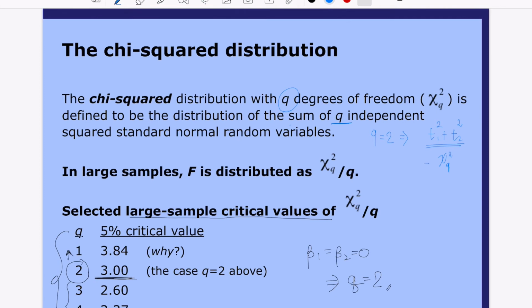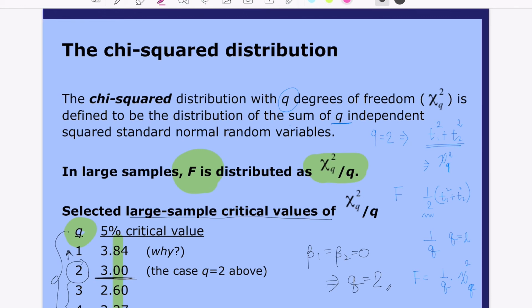And what do we have as F? F is the average of T1 squared plus T2 squared. So how much difference do we see? About 1 over Q, right? Here we have Q equals 2. So what we see is F is 1 over Q times the chi-square distribution with Q restrictions. So that's why in large samples F is distributed as chi-squared divided by the number of restrictions, and we saw this earlier, but with different Q's we'll have different critical values.